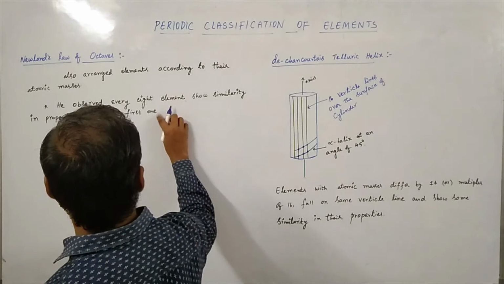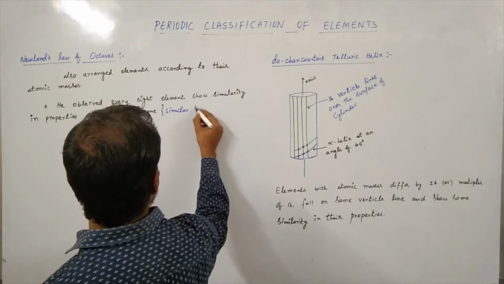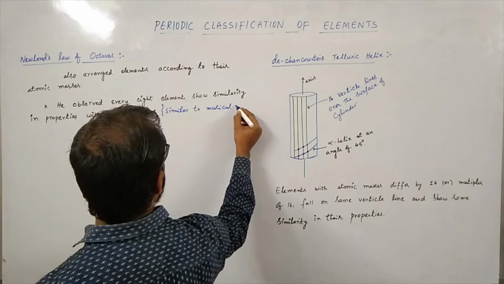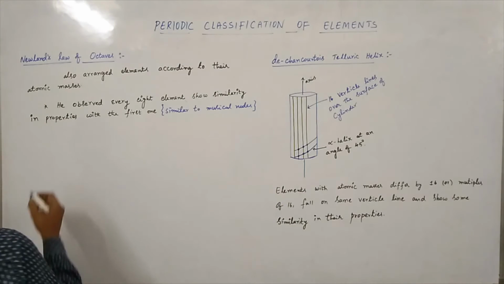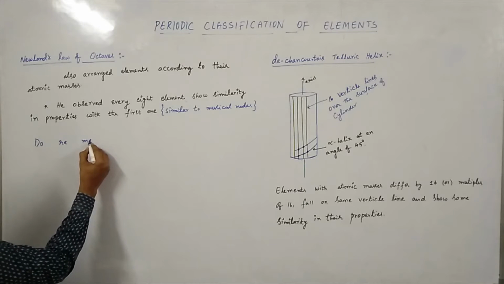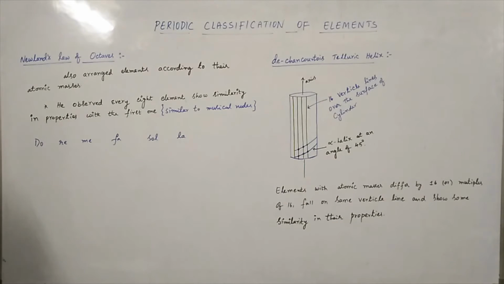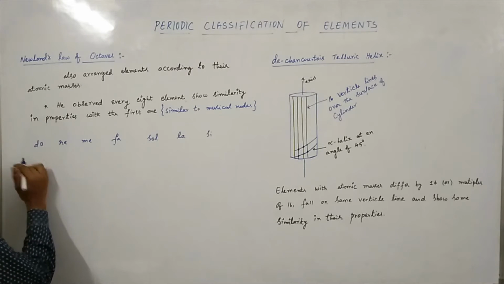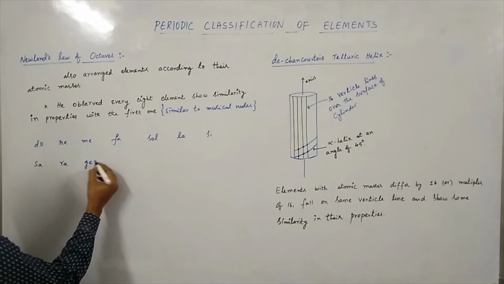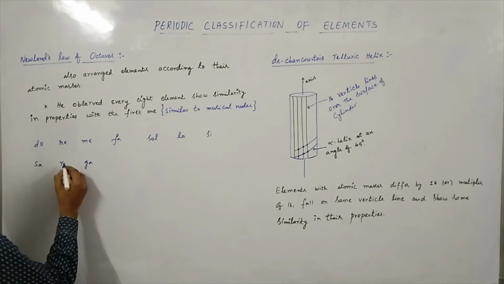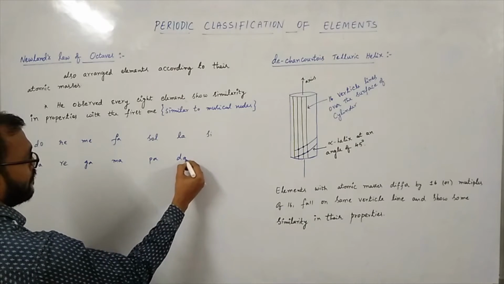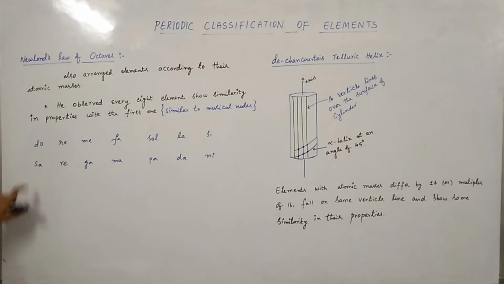Similar to musical notes. What are they? Do, re, mi, fa, so, la, si. And after that again you should get do, which is nothing but a repeat. Sa is the repeater.